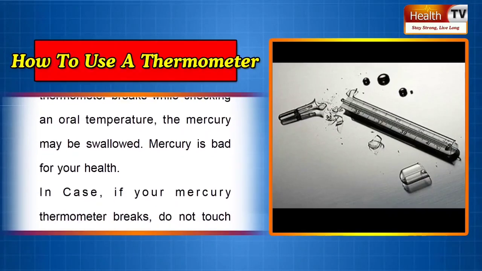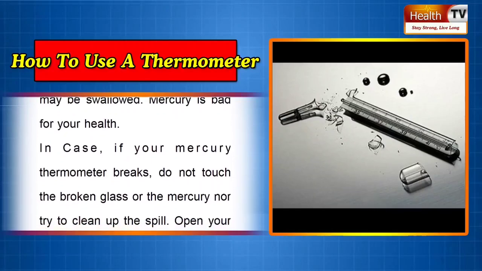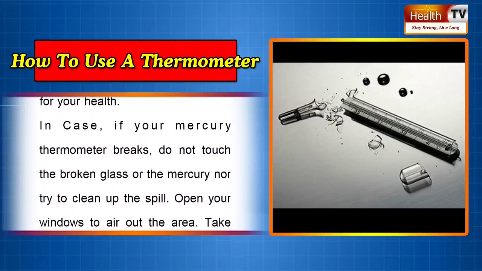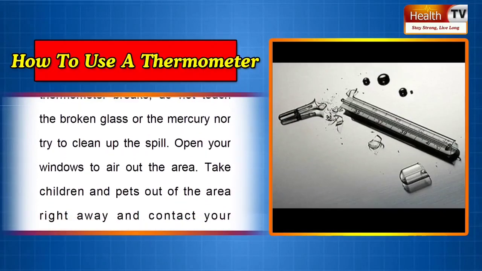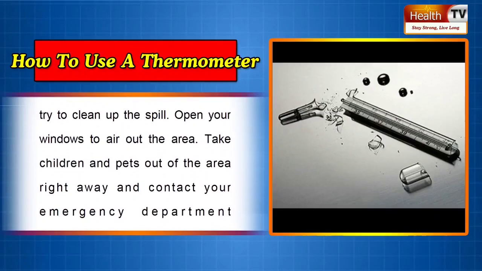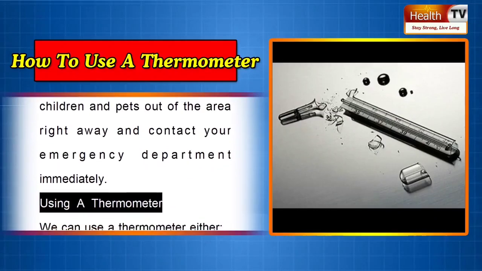In case your mercury thermometer breaks, do not touch the broken glass or the mercury, nor try to clean up the spill. Open your windows to air out the area. Take children and pets out of the area right away and contact your emergency department immediately.